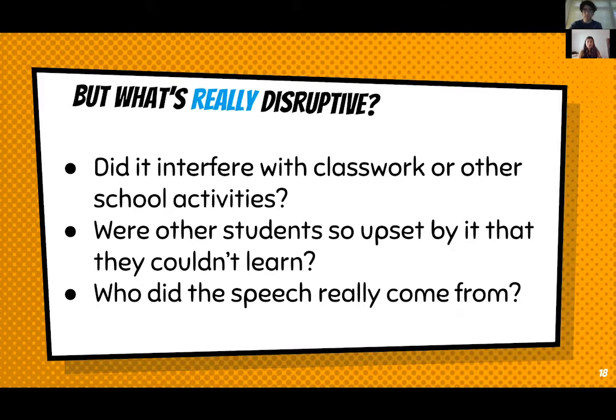So if you go to school wearing a t-shirt in support of Cory Booker, who's not running for president anymore, and a student who supports Elizabeth Warren starts screaming at you, you're not the one who's really being disruptive, it's the other student. And so you're not causing the material and substantial disruption, so you're still allowed to express yourself in that way, and that's totally fine.